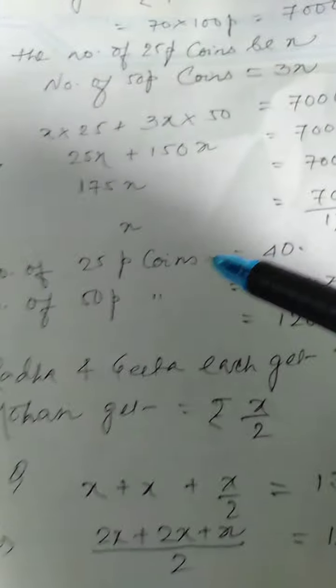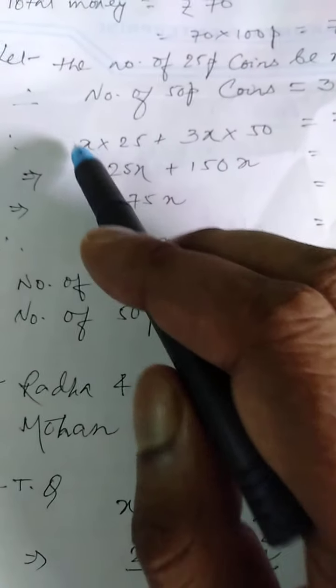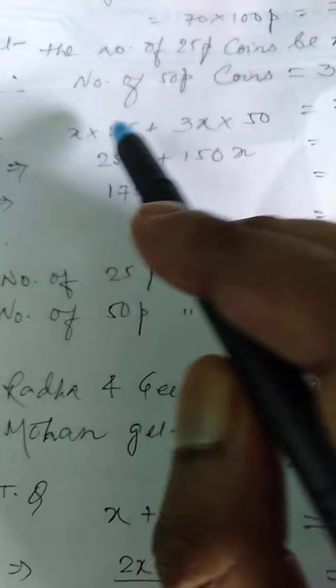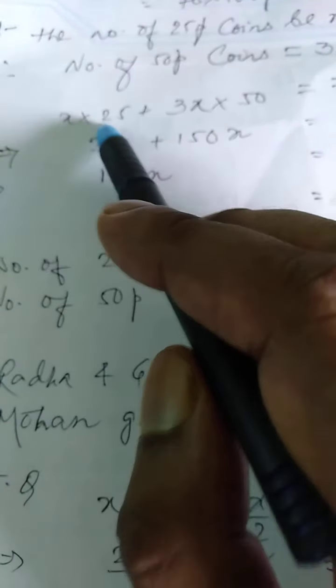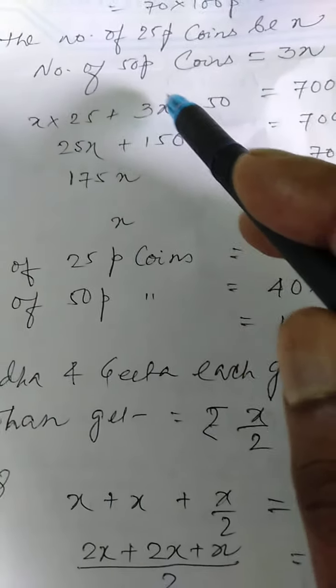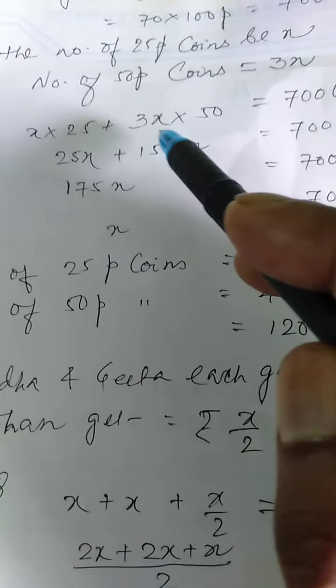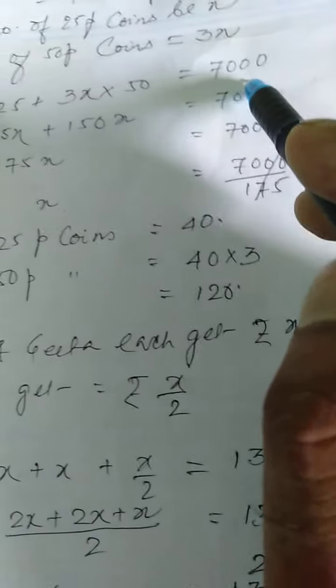Okay, 3 times of x is what? 3 into x, that is 3x. Now, if I have x number of coins of 25 paise, then what will be the worth? The worth will be x into 25. And I have 50 paise coins in the number of 3x. Then what is the total worth? 3x into 50. And this total worth is 7,000.